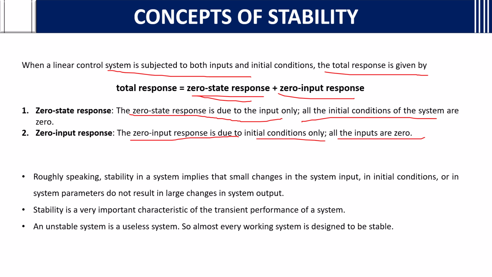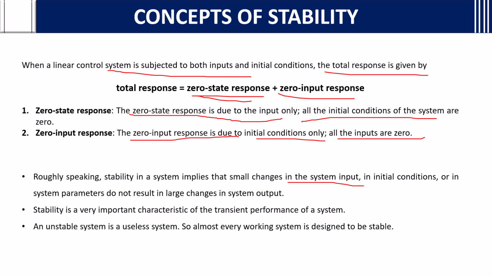Roughly speaking, stability in a system implies that small changes in the system input, initial conditions, or system parameters do not result in large changes in system output. If there are small changes in the input, they should not affect the output. That is nothing but stability. If there are large changes, then the system is not stable.